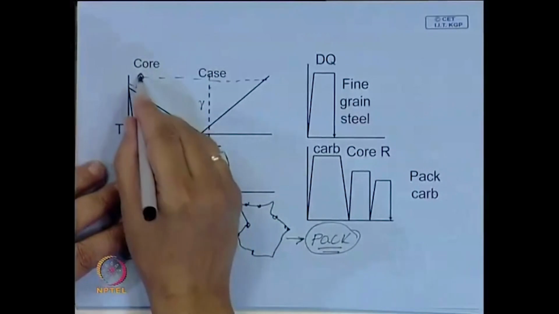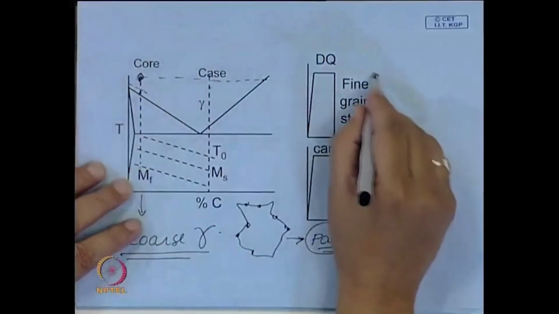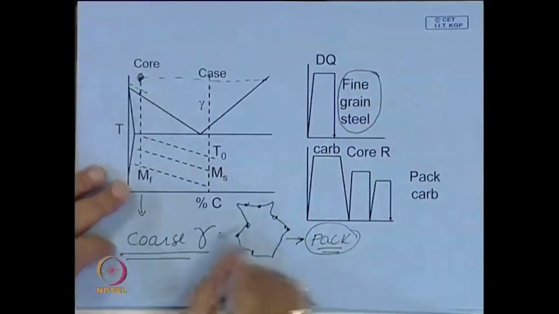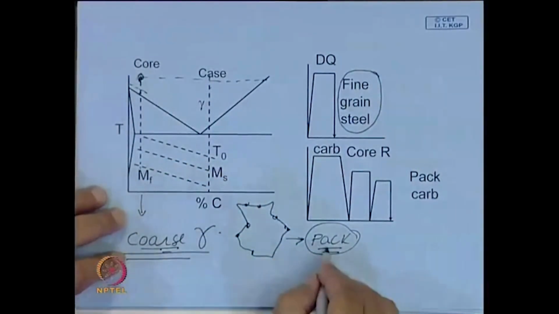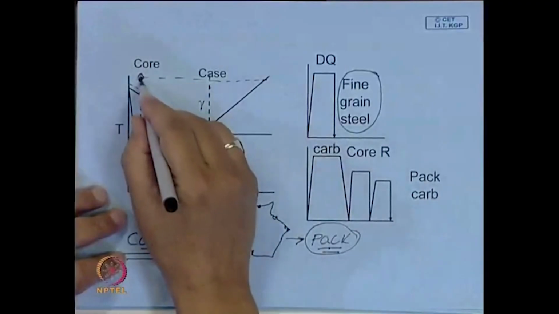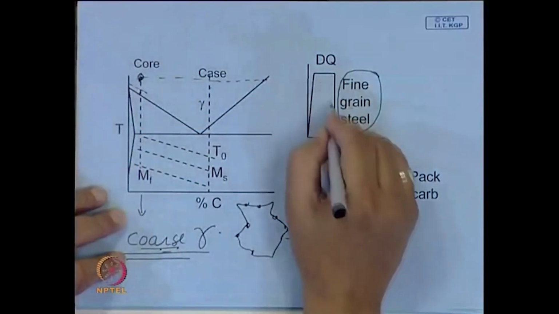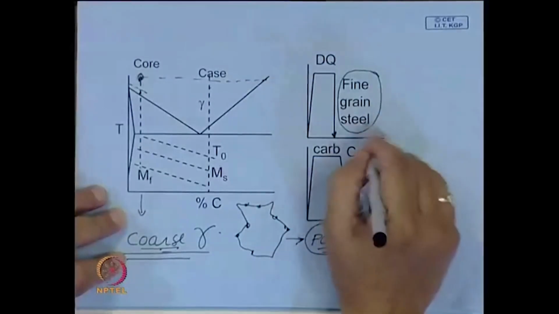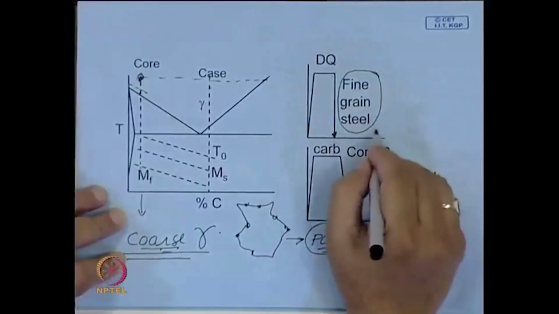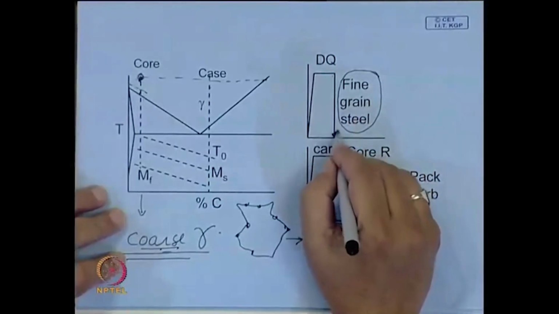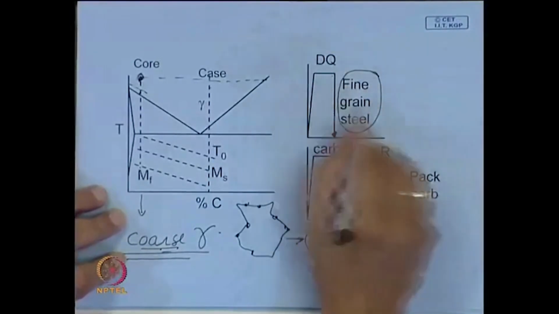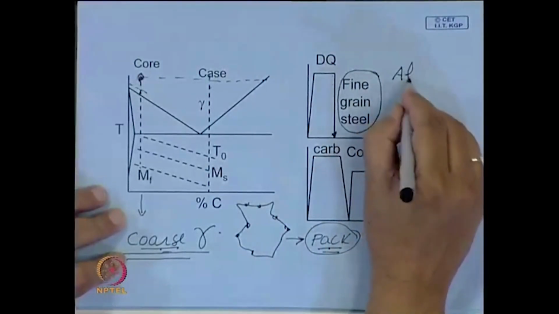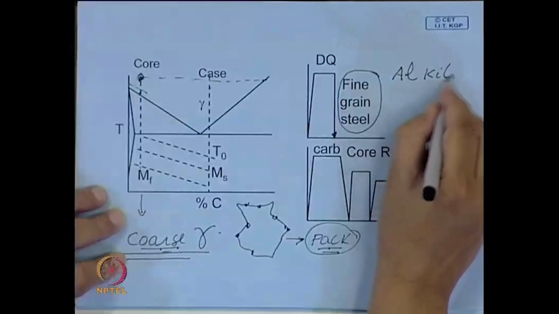In pack carburizing you have a very complicated heat treatment sequence, but in the case of liquid carburizing or gas carburizing, there is a possibility that if the steel is fine grain, such coarse grain will not develop as it does in pack carburizing. There you can quench directly and save a lot of subsequent heating treatment, and after that you just temper and use.